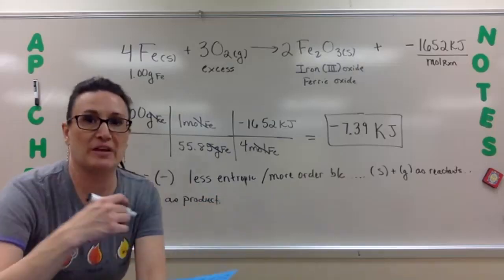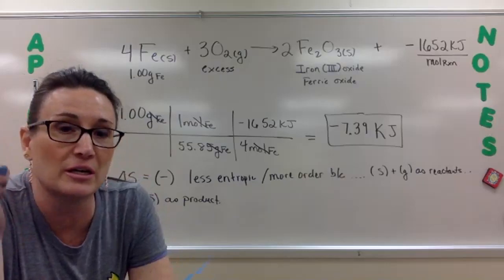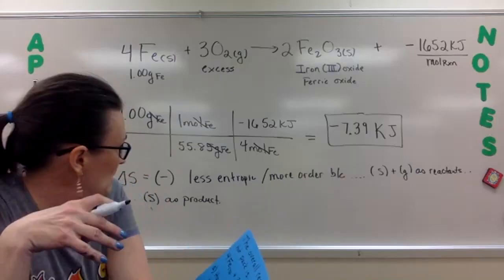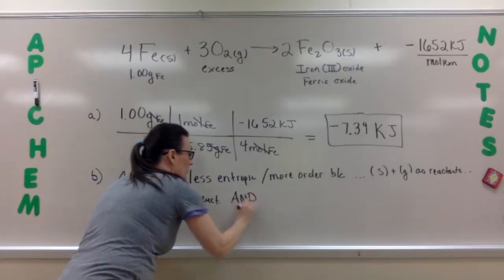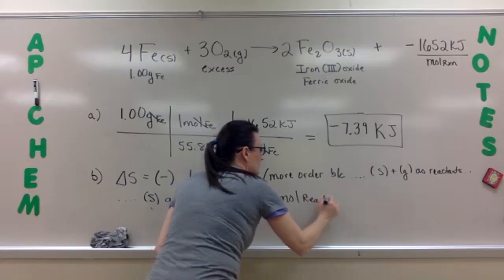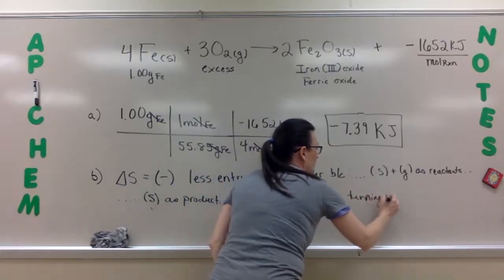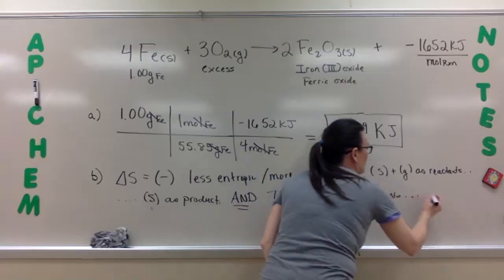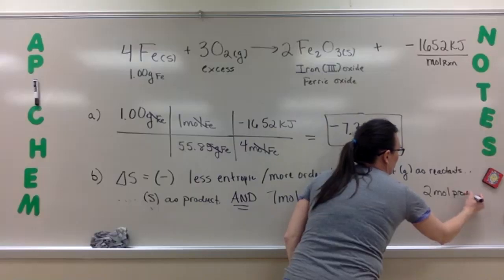So here's where you want to be fancy. You would say something like, solids are more organized than gases. So it's becoming more ordered as it becomes a solid, but there's more than that. And this is really, to me, the big one. 7 moles of reactants are turning into 2 moles of product.